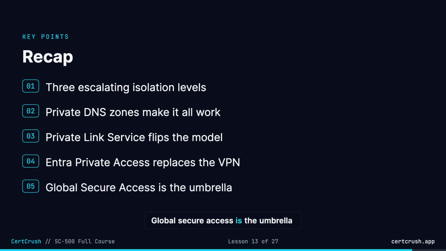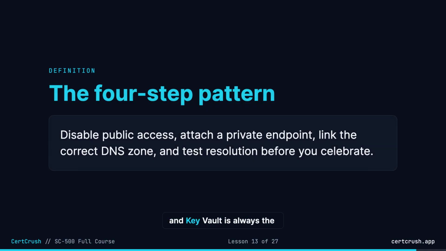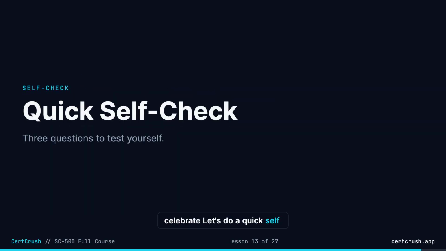Global Secure Access is the umbrella covering private access for internal applications and internet access for outbound web traffic, both driven by conditional access. And the canonical pattern for storage and Key Vault is always the same. Disable public access, attach a private endpoint, link the correct private DNS zone, and test resolution from inside the virtual network before you celebrate. Let's do a quick self-check.